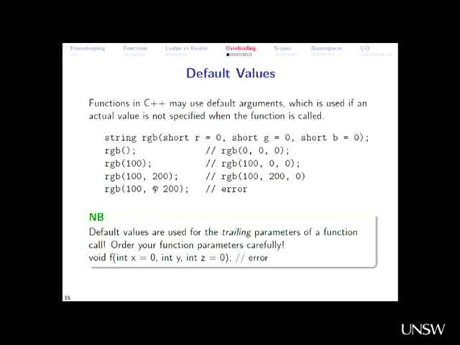But we can't skip the second one. We can't give it the first one, not the second one, and give it the third one. Okay. So the default values are used at the end. They're used for trailing parameters. Okay, so you've got to be very careful about how you order things. The same applies for when you're creating them to start with. You can't say int x equals a default value, y doesn't, and z does. That won't work. So default values are trailing.